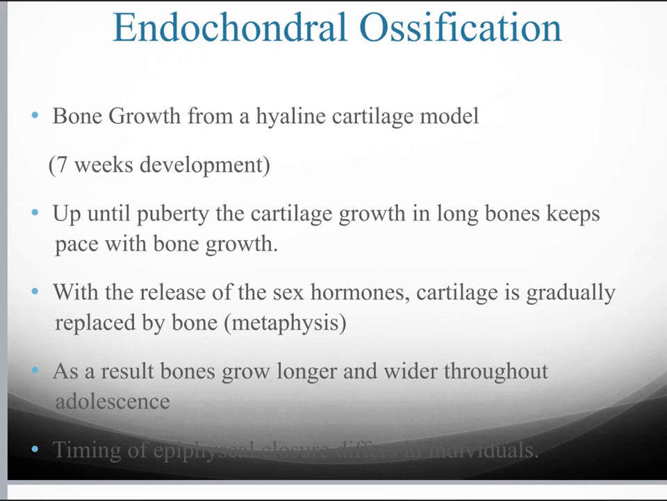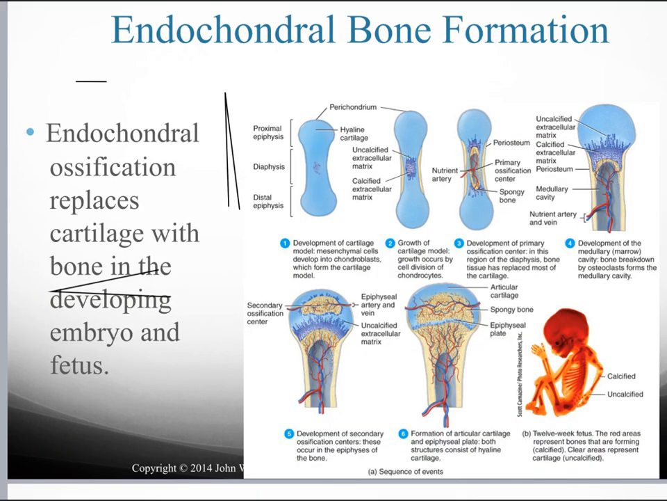Now, as bones grow longer and wider throughout adolescence, they keep pace, so they grow longer and wider together at a consistent pace. Now, timing of epiphyseal closure differs in individuals. Now, we say, well, when does bone growth typically stop? Well, we put an age range to it. It's anywhere from about 22 to 24 years of age, but again, this depends on when that individual reaches puberty. Now we could put endochondral bone formation into steps. Now remember, endochondral ossification replaces that hyaline cartilage with bone in the developing embryo and fetus. So let's take it to steps.